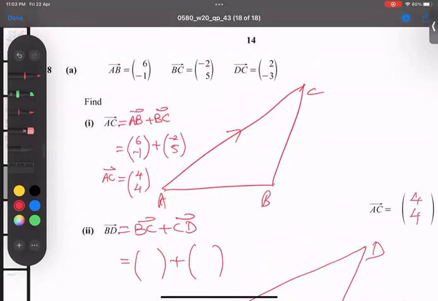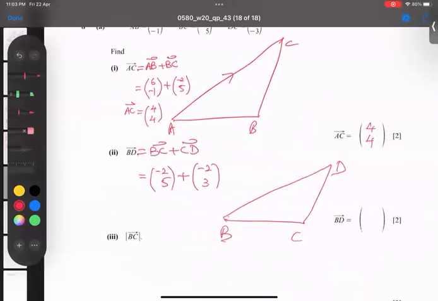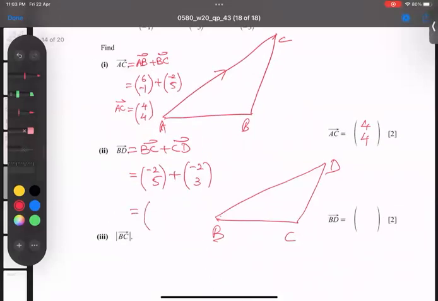How come? What is the BC? Yes, I have exactly the same numbers copied. But here it is CD, while the given one is DC. So it is reversed, so both signs will be opposite. 2 becomes negative and negative 3 becomes positive 3. And that's it. Question is over. And we got negative 4 up and 5 plus 3, 8 down. That's it.